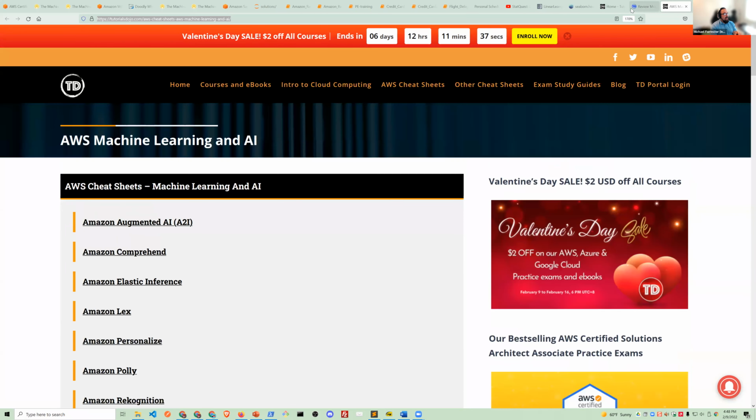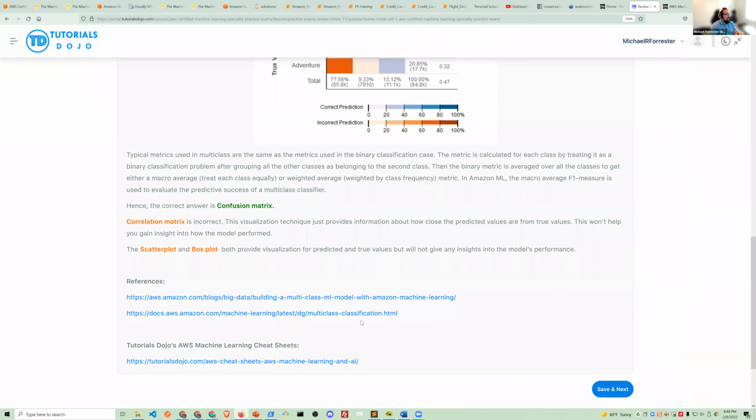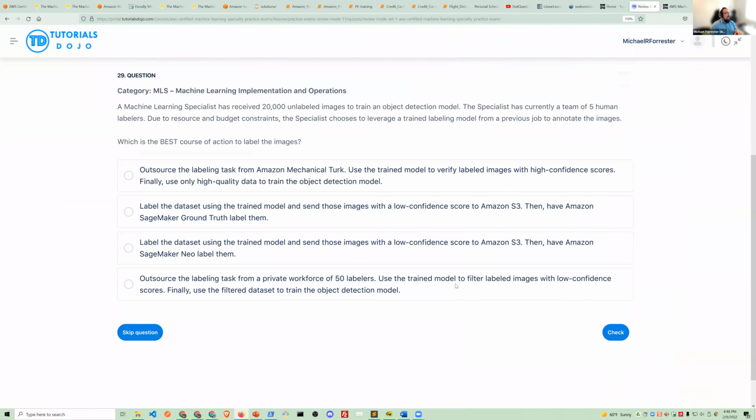Cool. All right, going back to our exams. We only got 12 minutes. Okay, we have 2,000 unlabeled images to train an object detection model. We got a team of 5 human labelers. Due to budget constraints, the specialist chooses to leverage a trained labeling model from a previous job to annotate the images. What is the best course of action to label the images, considering that I have a trained labeling model and I've got 5 people? What do I do next?